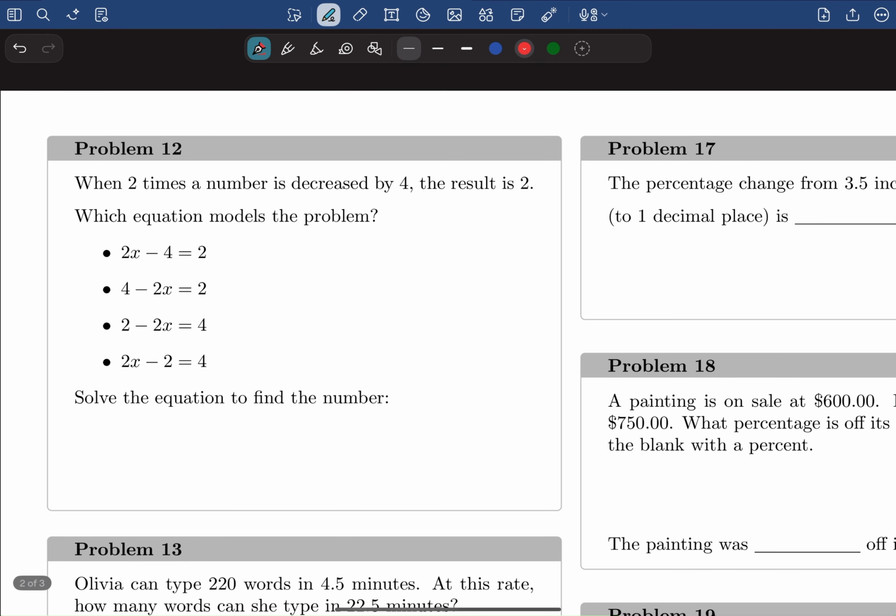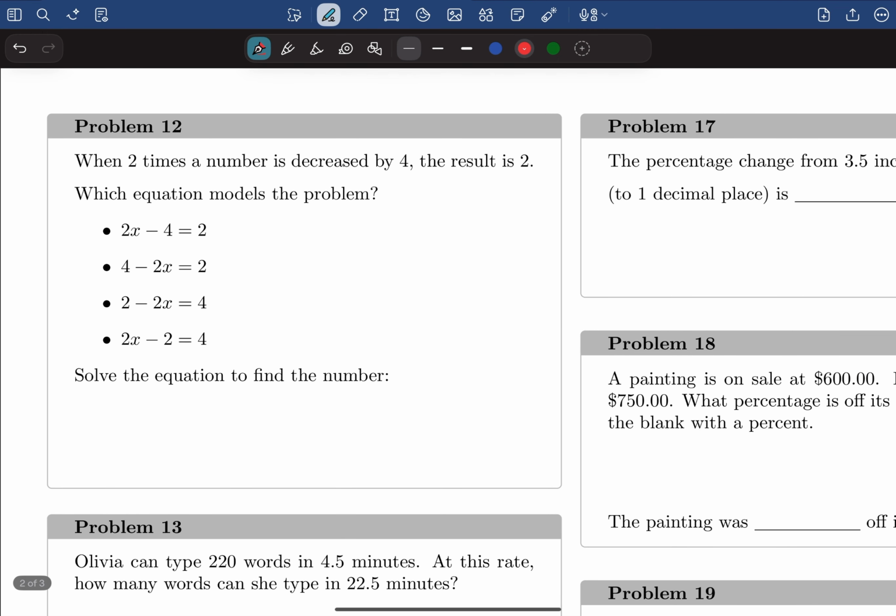And here it is. When 2 times a number is decreased by 4, the result is 2. Which equation models the problem? Is it this one, this one, this one, or this one? Well, I suggest just looking at the statement, and don't even look at the options. Just see, can I write what they're saying?